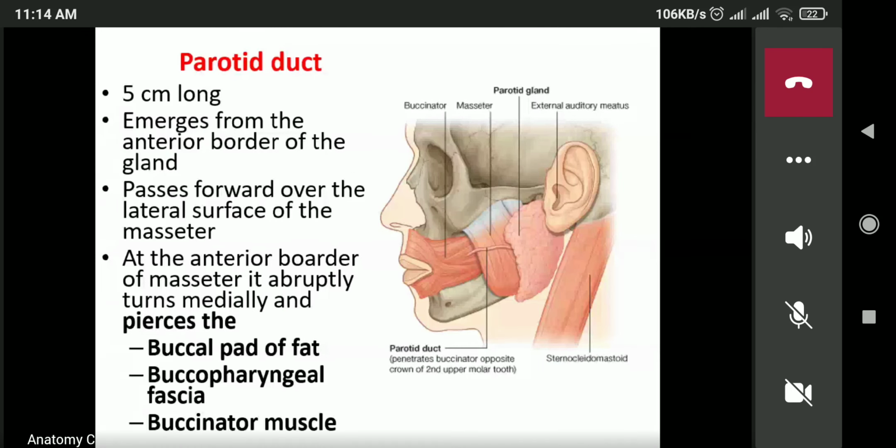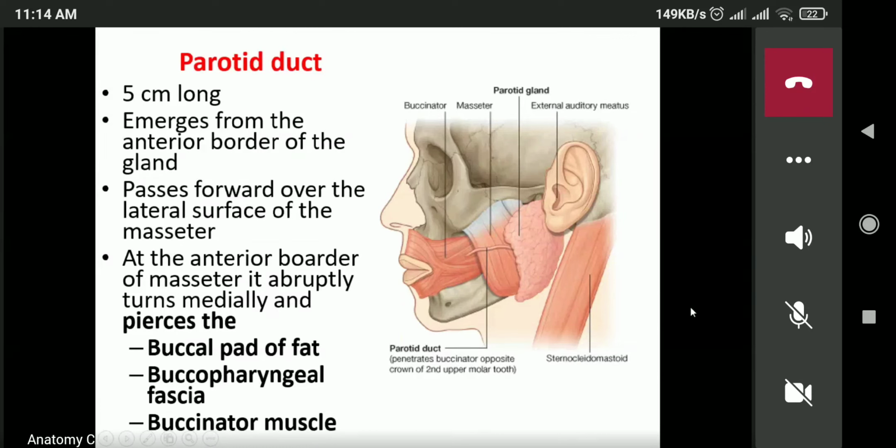Another important aspect of the parotid is the secretion of the parotid gland, that is the seromucous secretion, especially the serous secretion of the gland. They are carried via the parotid duct and pour into the oral cavity. So the parotid duct is the duct extending from the parotid gland to the oral cavity. So this is the parotid duct.